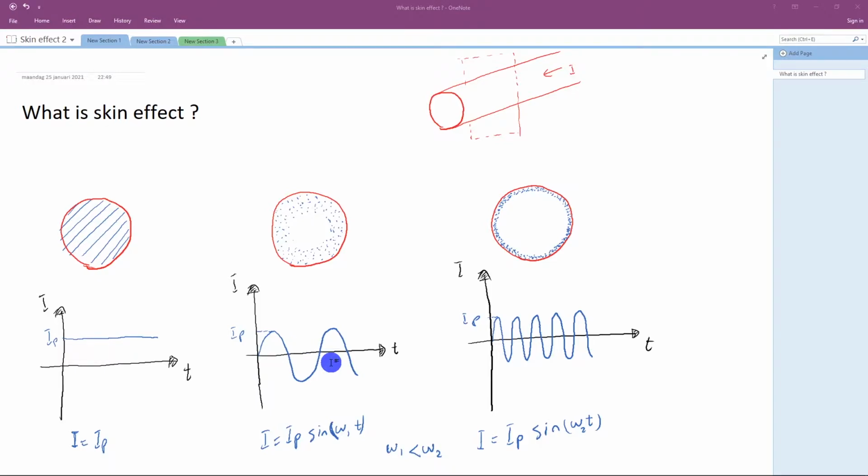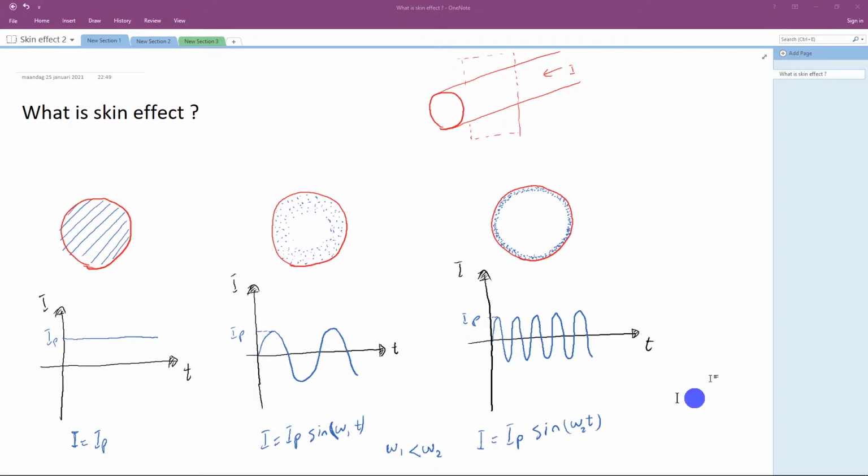Now, imagine if we have a current that changes with time. So, for example, I took a sinusoidal current. I is I_P times sine omega t. Now, if this current passes through the same conductor, what we observe is that the current tends to flow near to the edge of the conductor. And basically, more current flows in this region compared to the center part.